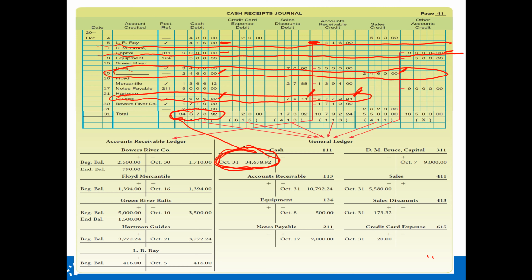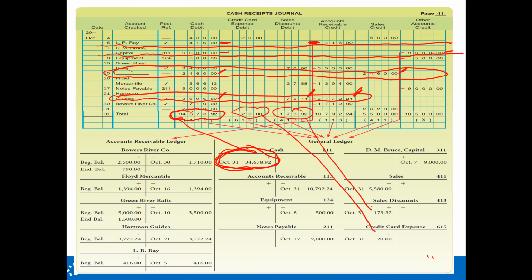And same thing for the rest of these, right? We've got credit card expense, $20. That's matching down here, right? And then we've got sales discounts, and that's matching our sales. So we're just recording the aggregate amounts in the T accounts.